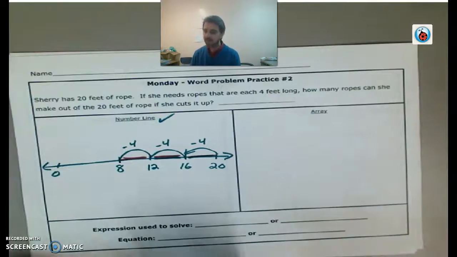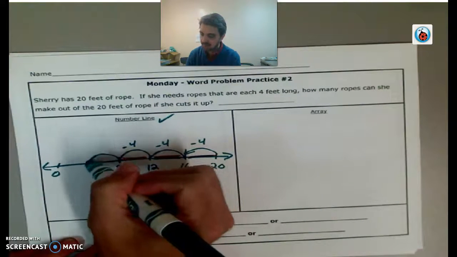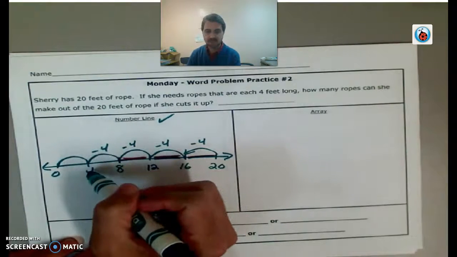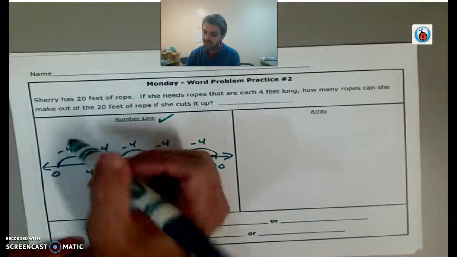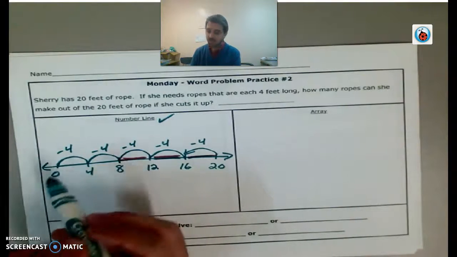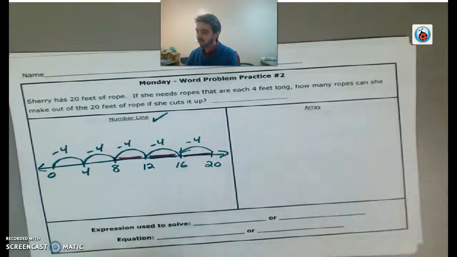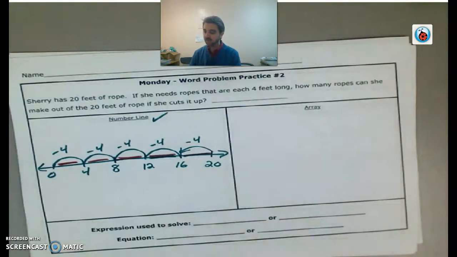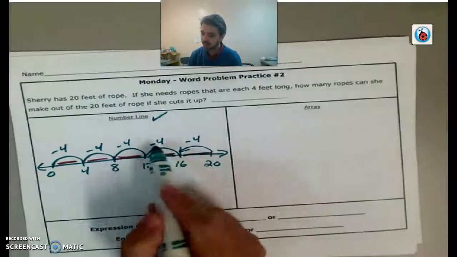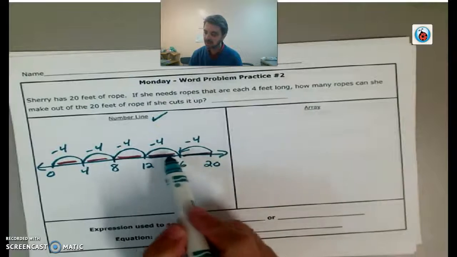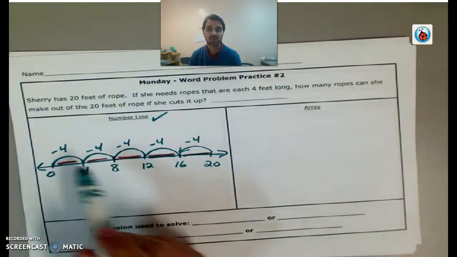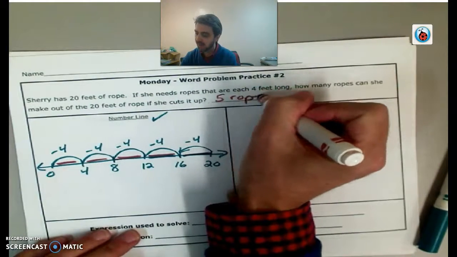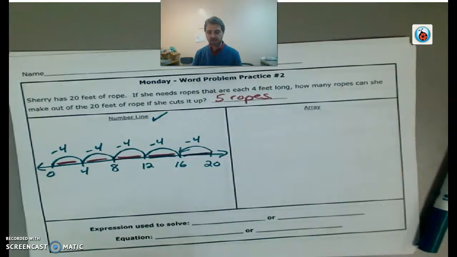We still have 8 feet. How many more ropes can we make with 8 feet? We can figure that out, right? Let's do this and then this. So we took away 4 feet, and that left us with 4 feet left, so that's another 4 feet. If we take 4 feet away from 4 feet, we're left with no more rope. So the question is, how many ropes could we make from 20 feet of rope if each rope was 4 feet? Well, let's count. We made 1, 2, 3, 4, 5 ropes. So 5 ropes. I'm going to write that here.